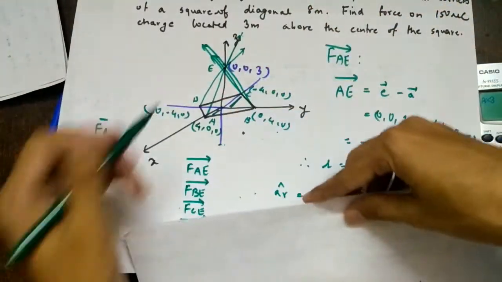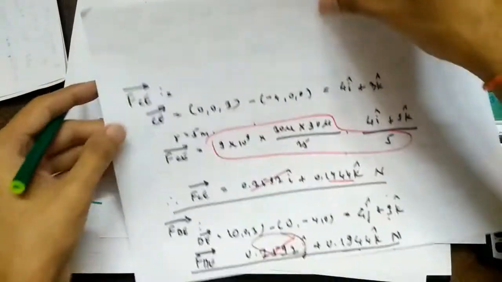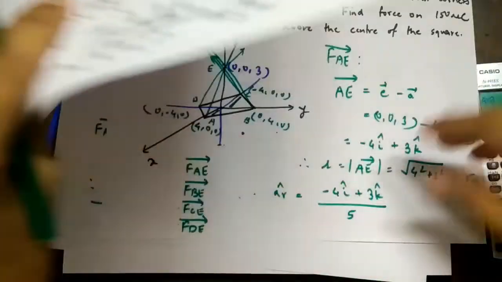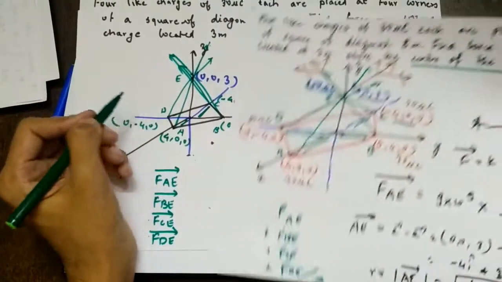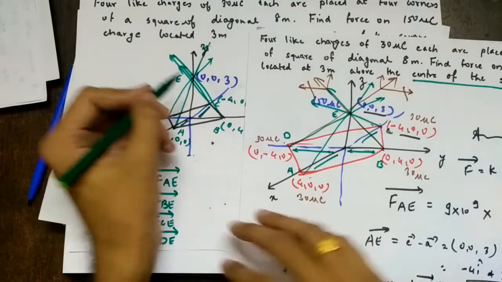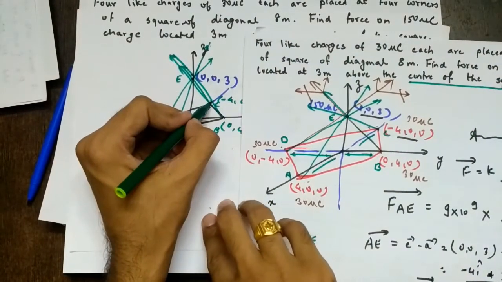So we are talking about FBE. Here is FBE. Okay, I'm not finding FB. Let's talk about FC. For C, what we are doing, we are at the negative x axis.